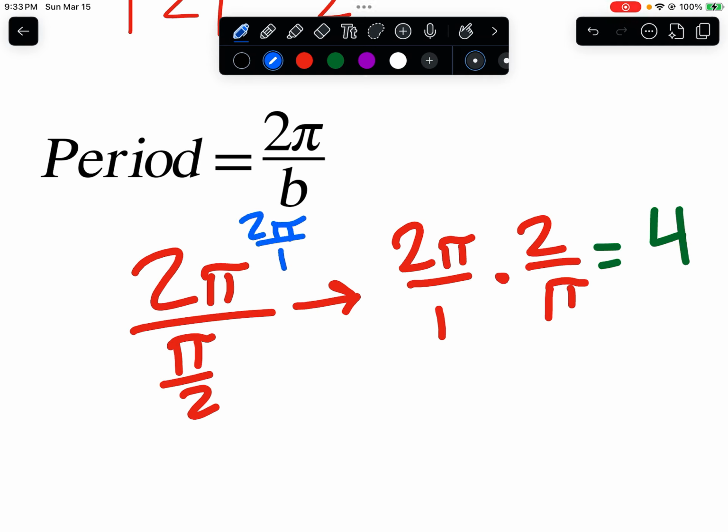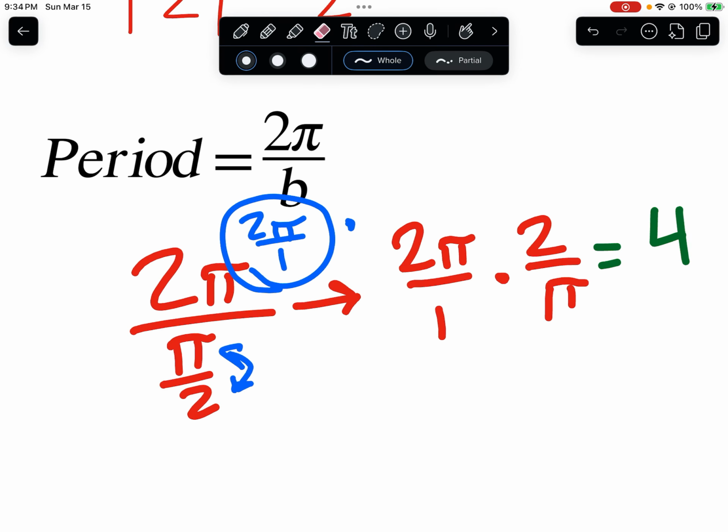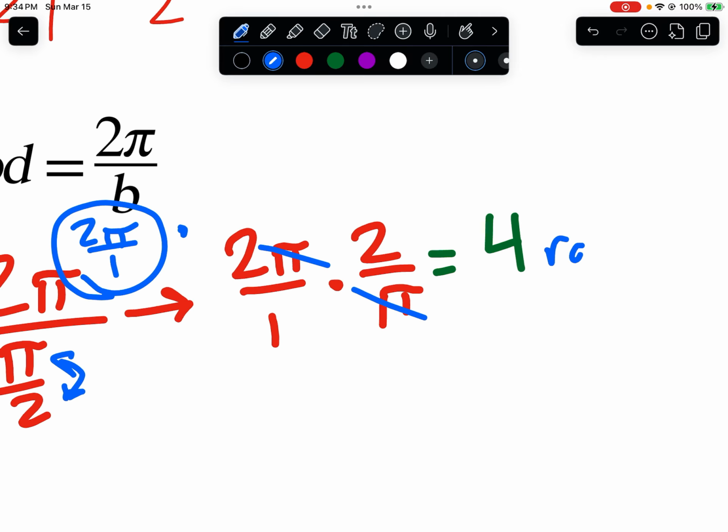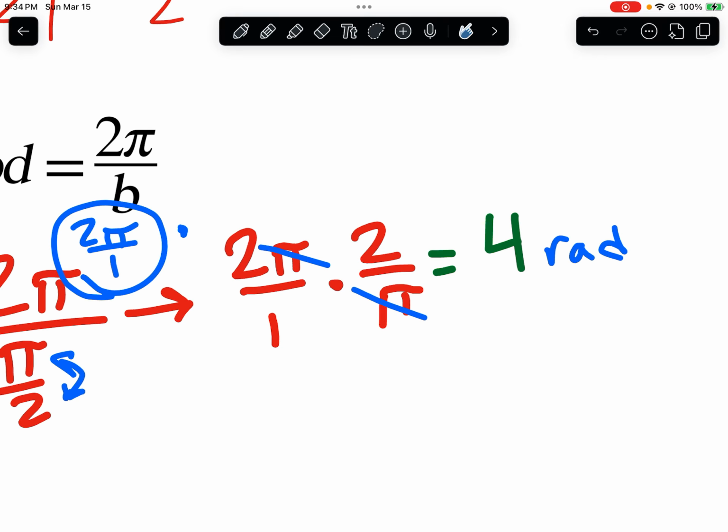So if you rewrite this top part as 2 pi over 1, we're basically taking the top fraction times the bottom fraction flipped. Okay, if keep, change, flip rings a bell from middle school, or multiplying by the reciprocal is technically the mathematical way we would say that. That's ultimately what we're doing here. And in this case, pi and pi can cancel, and so we get a period of 4 radians.